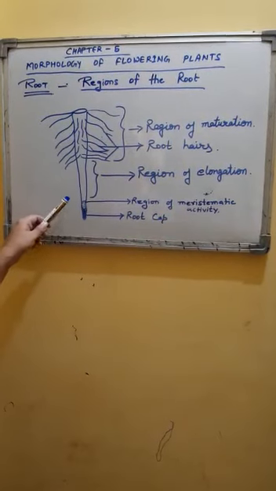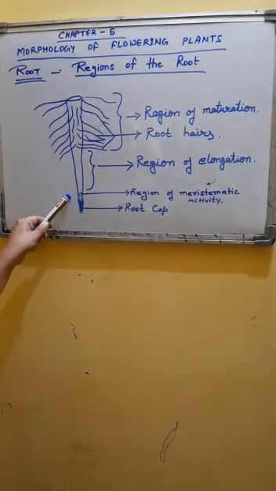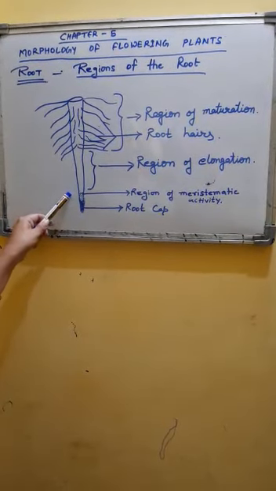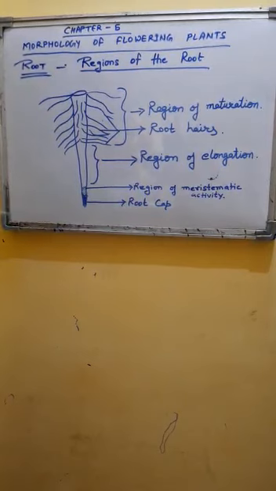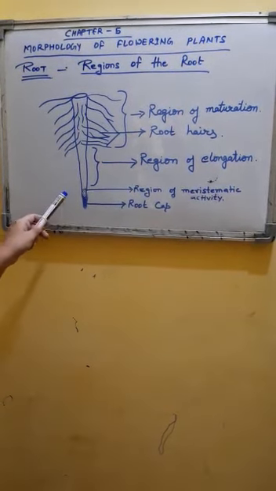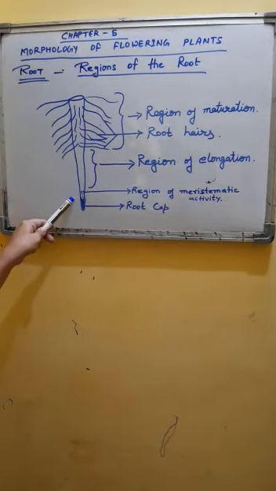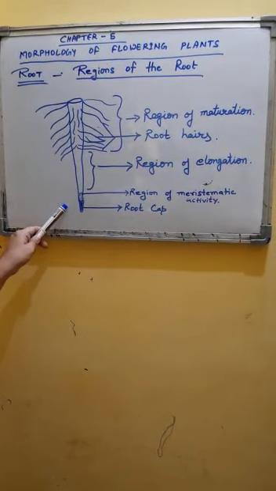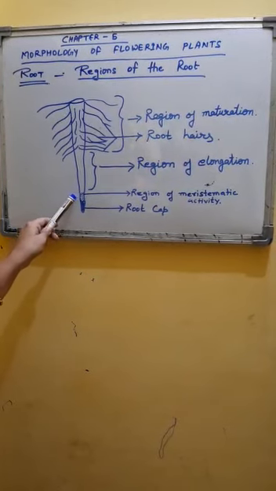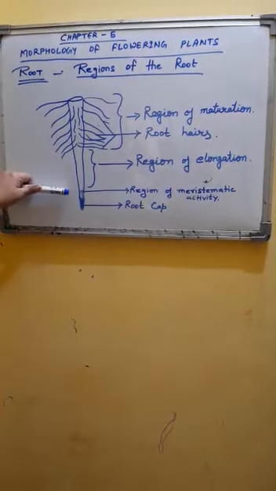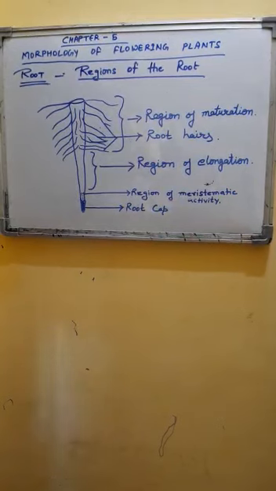The second part is called region of meristematic activity or meristematic zone. This is the area of root where repeated cell division takes place, as this area has meristematic cells, the meristematic tissue that we have studied in lower classes. All those meristematic tissues are present in this area, and that's why repeated cell division takes place. The cells are small, thin walled and have dense protoplasm and are engaged in repeated division. So this is the area called region of meristematic activity.